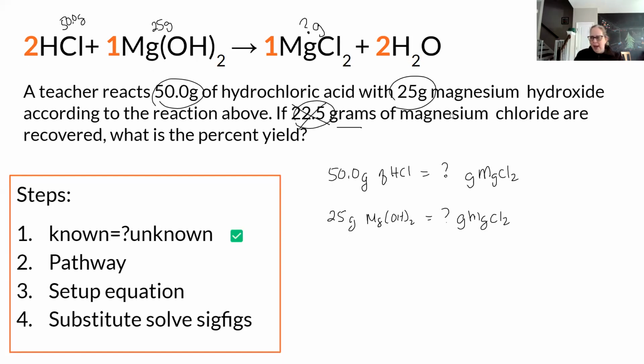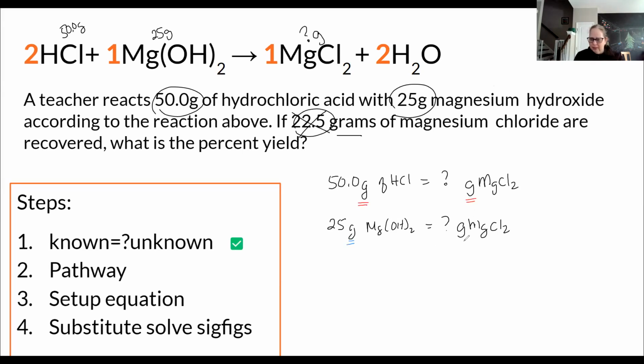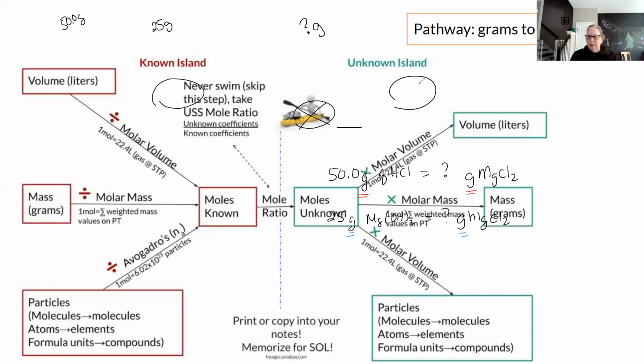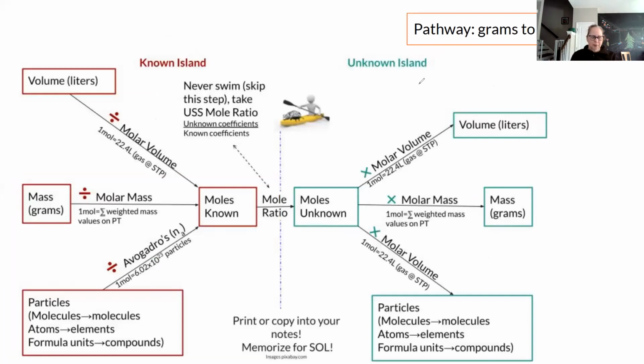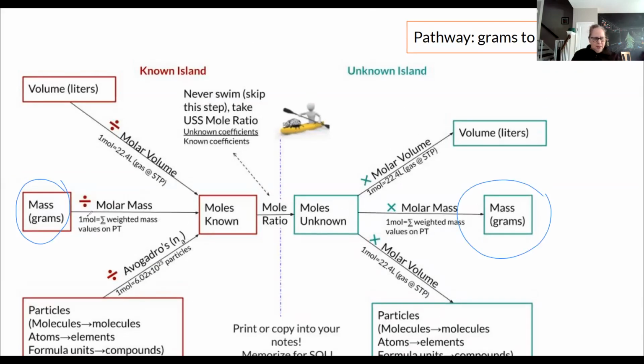So that is my known equals question mark unknown. I now have to go with my path. My path is my units that I'm going from to my units I'm going to. So in both cases, I'm going from grams to grams. So I got to go look on my pathway for my gram to gram problems. If I start over here at grams and end with grams, my pathway is divide by molar mass, multiply by mole ratio, and multiply by molar mass. So those are the hints that I can remember if I have this mole map memorized. So that is the way to handle setting up that equation.